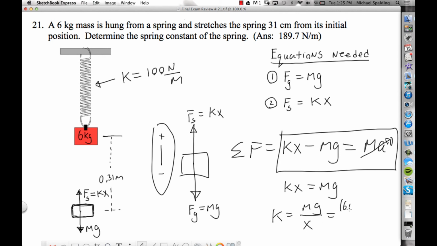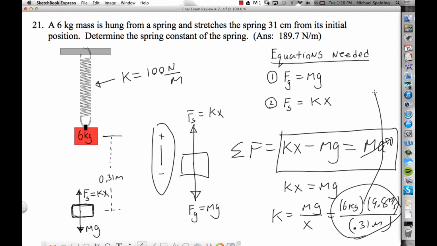So the mass was 6 kilograms, gravity was 9.8, and then x is 0.31. So you punch that into your calculator, and you get 189.7 Newton per meter.